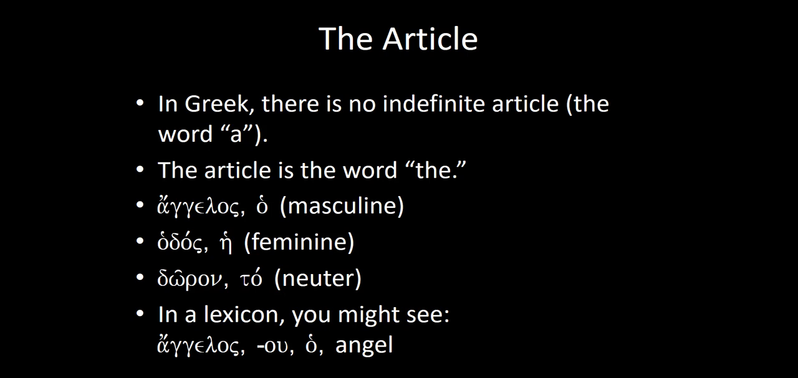Why would they give you the genitive singular form? It's because if you know the nominative form and you know the genitive form, you can know the pattern. So the lexicons will do such a thing. I put it with a dash in front of ou. The lexicons may or may not put that dash. It may simply say angelos, ou, ho, angel.